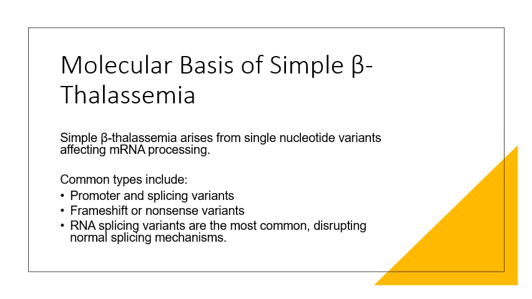So common types of variants that cause stop signals are promoter and splicing variants, frameshift or nonsense variants. RNA splicing variants are the most common, disrupting normal splicing mechanisms.